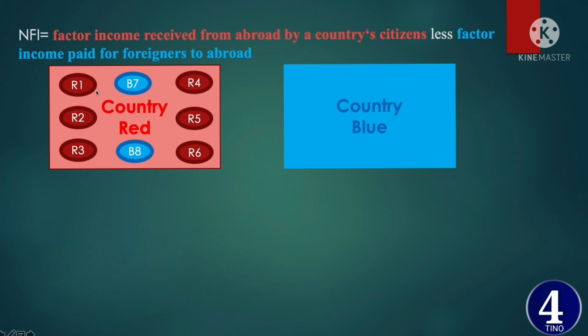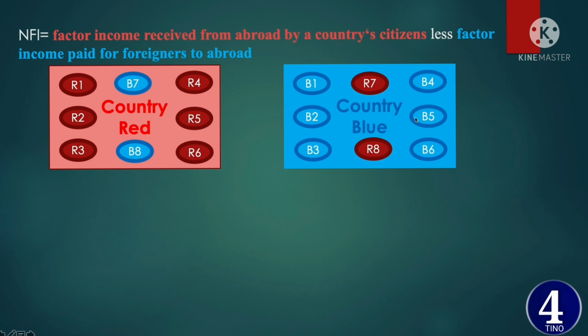Now, previously we have said that in our country, red, we have 2 foreigners, and in country blue they have 2 foreigners, R7 and R8, but B1 up to B6 are their own citizens working in their own country. But for our country, as an example, in country red, we have 2 foreigners working in our country, and also R1 to R6 are our own citizens working inside our country.